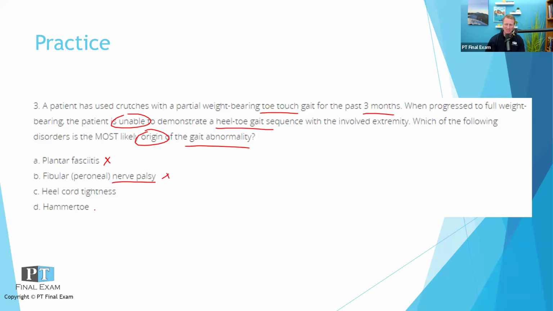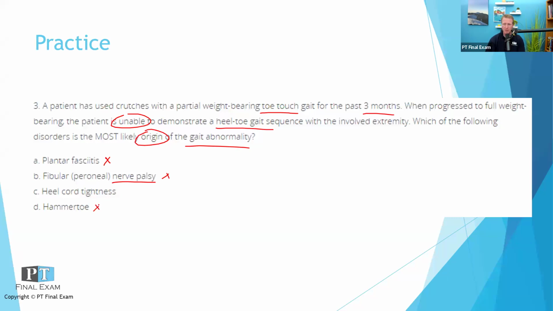We'll skip to option D, the hammer toe. So hammer toe, what does that mean? Well, it just means that you have a flexion of the distal IP joint of the toes. A hammer toe is going to be painful during toe off. It's not going to affect heel strike really at all, and chances are you just have painful toe off or difficulty with toe off. Again, not indicated here in the question, so we can eliminate that one.